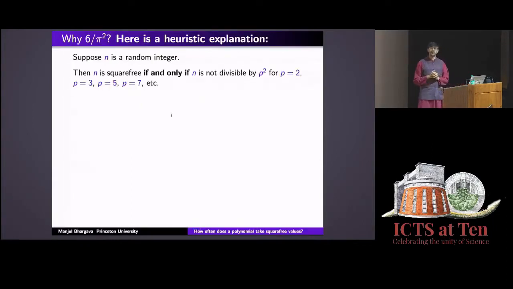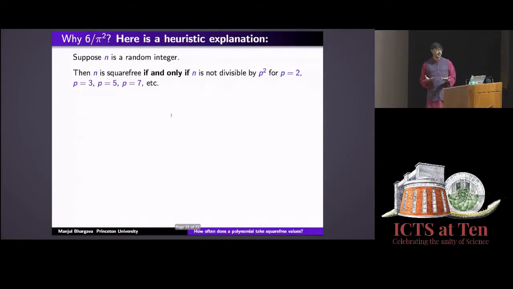Well, remember, n is square free if and only if it's not divisible by 4, by 9, by 16, by 25, and so on, right? But actually, you only need to look at the prime squares. As long as it's not divisible by 2 squared, 3 squared, 5 squared, 7 squared, 11 squared, and so on, then it's square free, and vice versa. So that's what it means to be square free. To test whether a number is square free, you just have to test whether it's divisible by 2 squared, 3 squared, 5 squared, 7 squared, 11 squared, and so on.